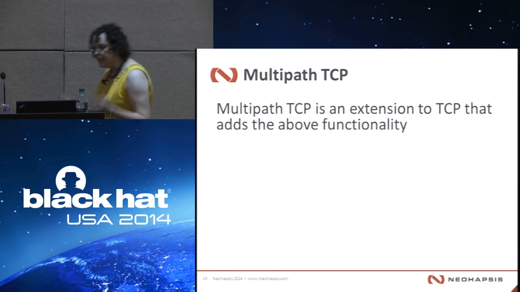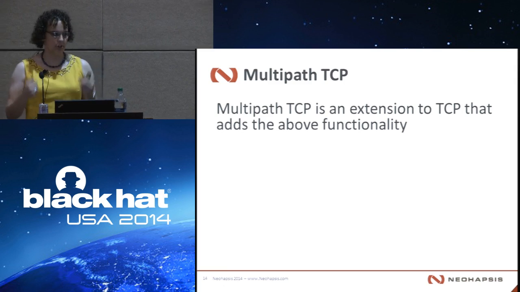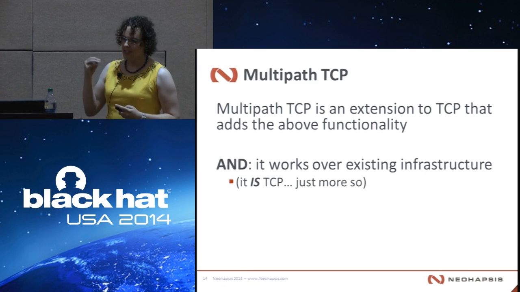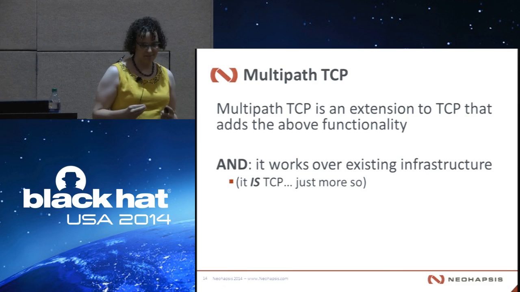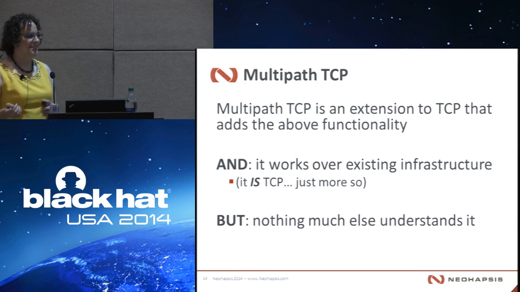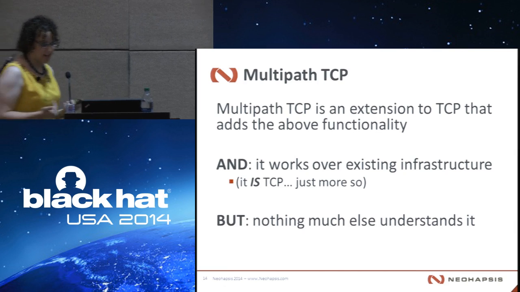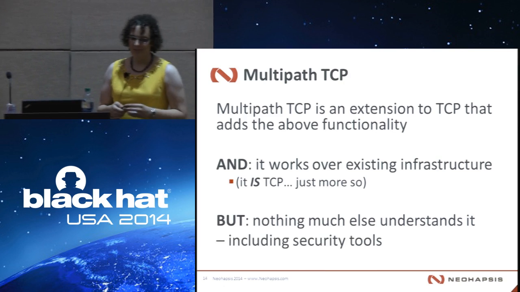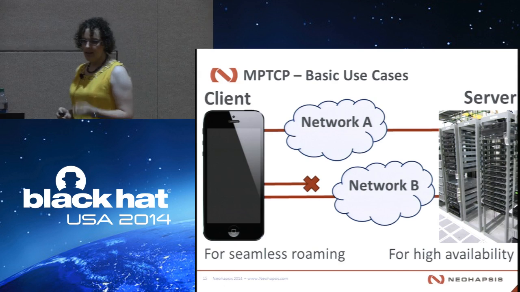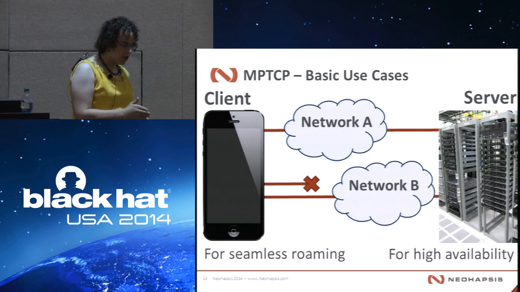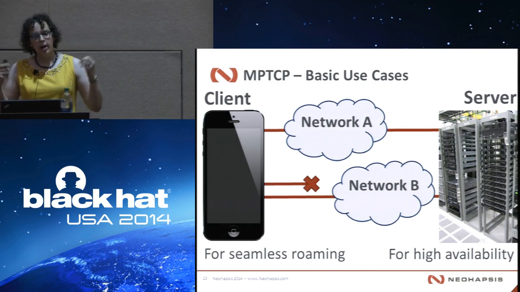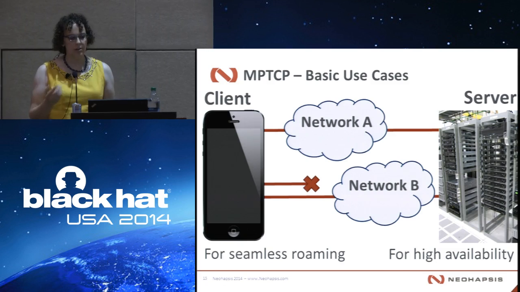MultiPath TCP. It's an extension to TCP, so it's bolted on, strapped onto TCP, that adds functionality to deal with the above. Because it's an extension, it works on most existing infrastructure, because it is TCP. However, nothing much else understands it, even the devices that pass the traffic, including security tools. So the basic use cases for this, which relate to what I said earlier. Seamless roaming, if you're going from network to network to network and changing IP at each step, that's one of the things MultiPath TCP helps with. Or if you're using high availability or highly connected data centers with connections all over the place, it also helps with that.